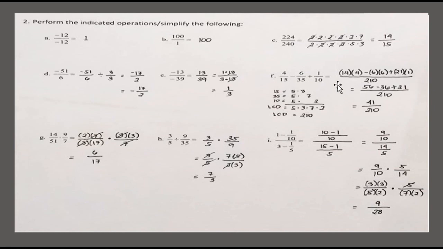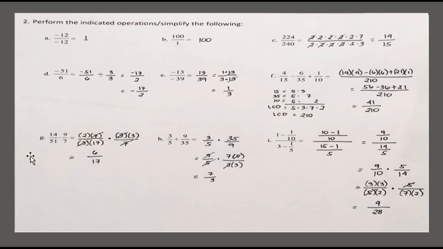So, we follow the operations. 14 times 4, that is 56, minus 6 times 6, that is 36, plus 21 times 1 is 21. So, over 210. So, 56 minus 36 plus 21 is 41 over 210. So, that's how we simplify given addition and subtraction operations on our fractions.